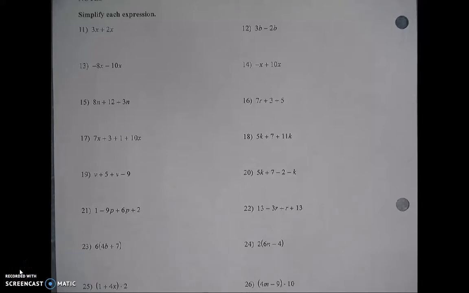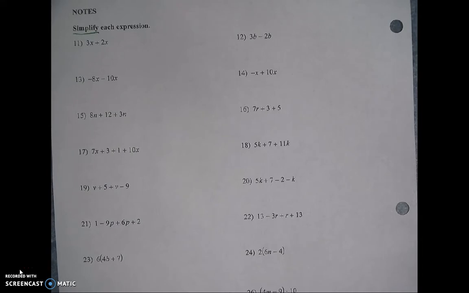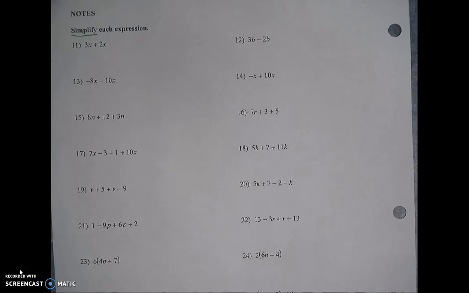All right, today we are going to be simplifying expressions. So what does that mean? To simplify would be to make more simple, right? So we want to have less terms. So I just threw a bunch of different vocabulary at you.